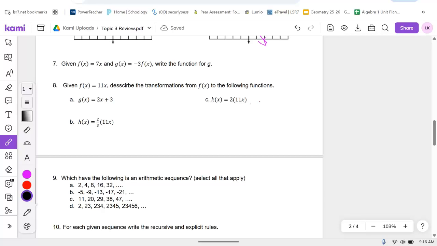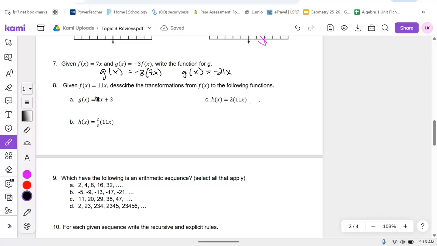All right, number 7 says, given f of x equals 7x and g of x equals negative 3 times f of x, write the function for g of x. So g of x is going to equal negative 3 times 7x, which means g of x is going to equal negative 21x. This really should have been 11x.